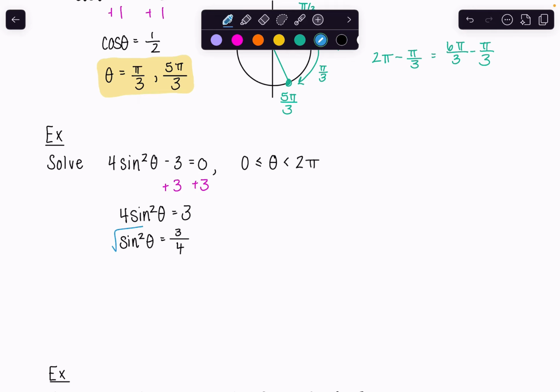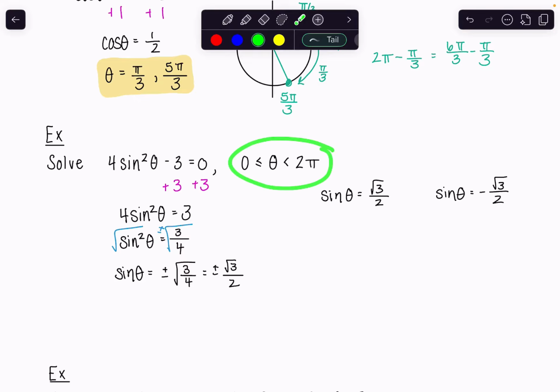And then here, when I take a square root, I have to remember to put my plus or minus. So that gives me sine of theta is plus or minus the square root of 3/4. And then taking the square root of each of those, that gives you square root of 3 on top, 2 in the bottom, okay? So we're essentially solving two equations from this. We're looking for where sine of theta equals positive root 3 over 2. And then we're also trying to find the angles where sine of theta is negative root 3 over 2. And again, just on the unit circle. So for both of these, we'll go ahead and draw that unit circle.